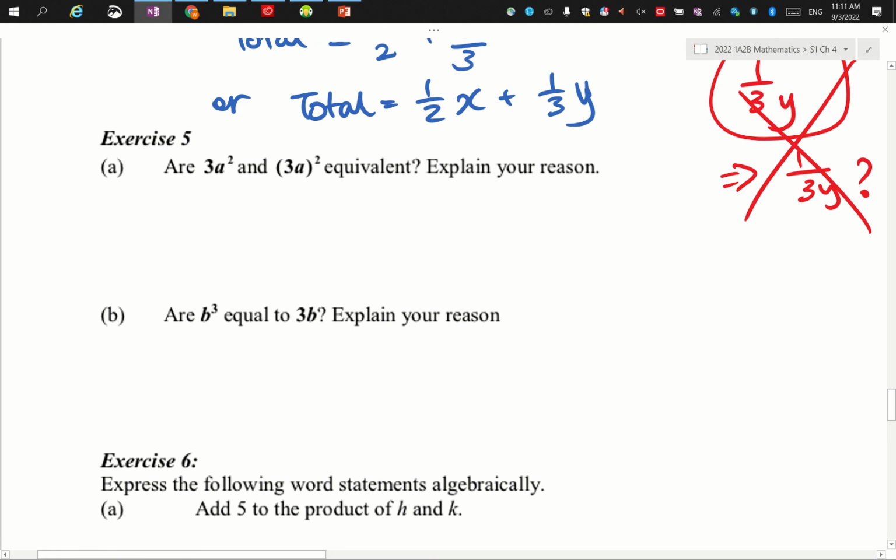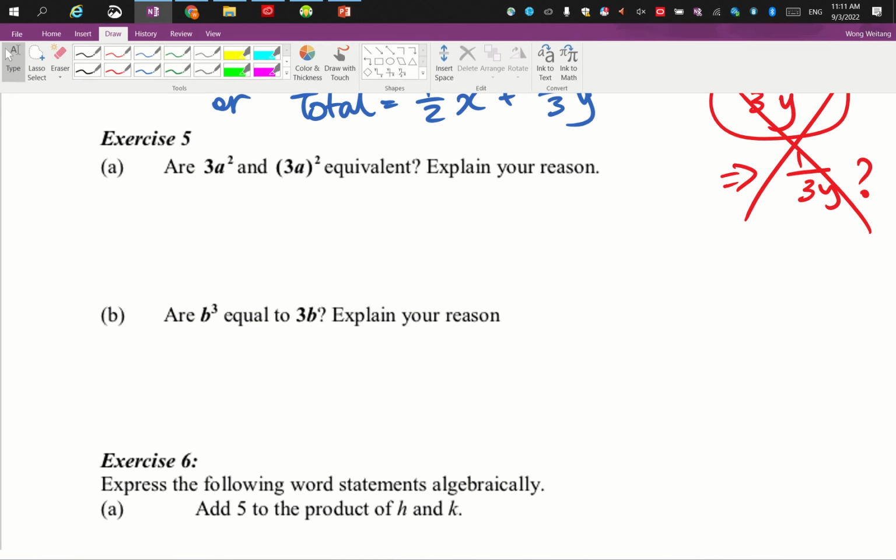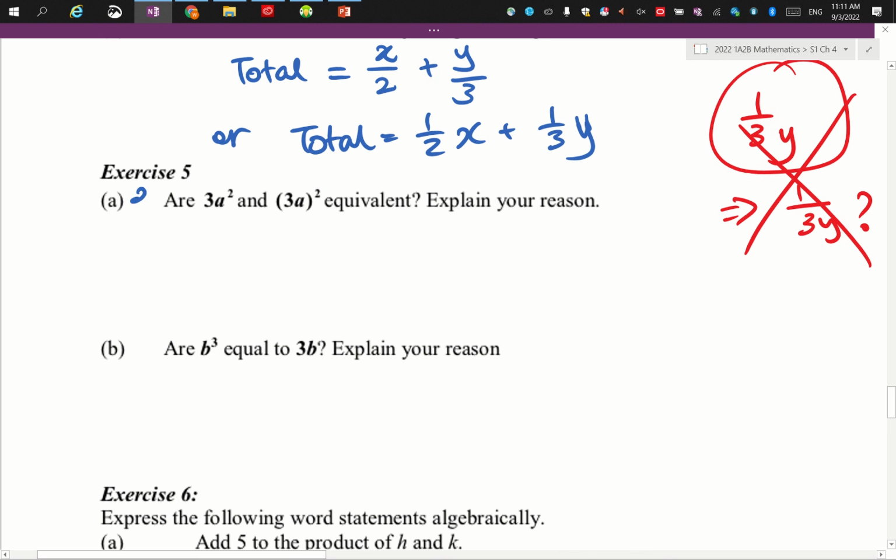Let's take a look at the first one. 3a squared. What does 3a squared mean? 3a squared means 3 times a times a. Do you agree? Right? This is our 3a squared. Amiru, what do you think bracket 3a squared means?